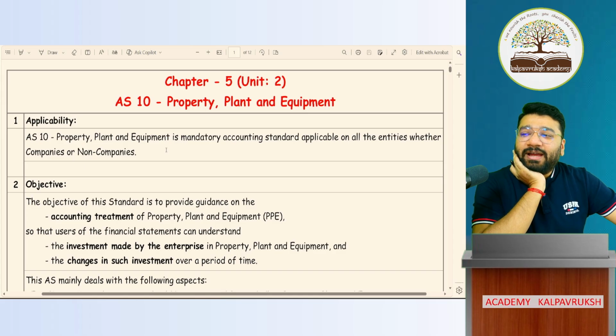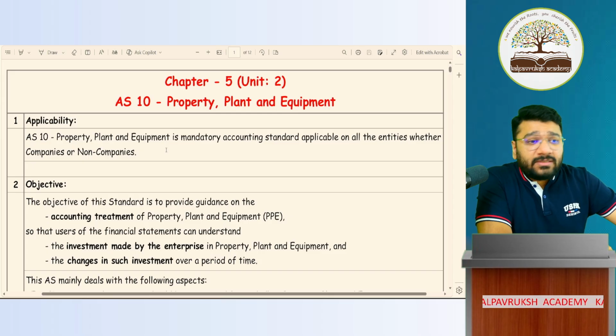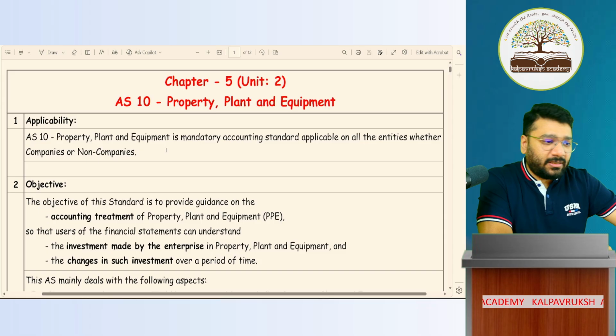Thank you so much. So, guys, we started with a brand new topic in the last class, which was Accounting Standard 10, where we're getting guidance on how to do accounting for property, plant, equipment. So, let's do a very quick recap of what we studied in the last class.